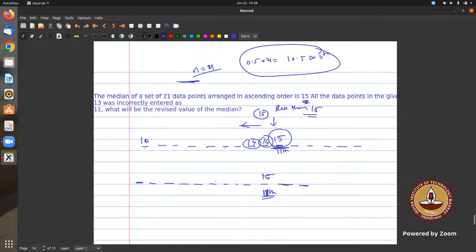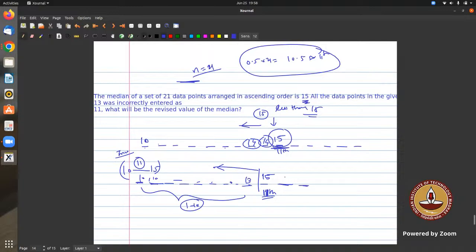So all the values below this should be what? They are greater than 10, or up to 15, right? So the 11, which you have written incorrectly, can come anywhere between 1 to 10, because the data is always arranged in ascending order. So let's say all these values are 10, 10, 10, 10, 10 until this point, and here it is 11, for example. But it was incorrectly written, so I write it as 13.